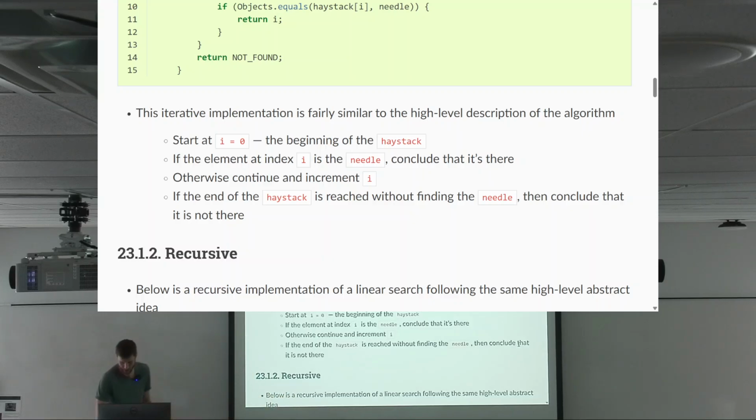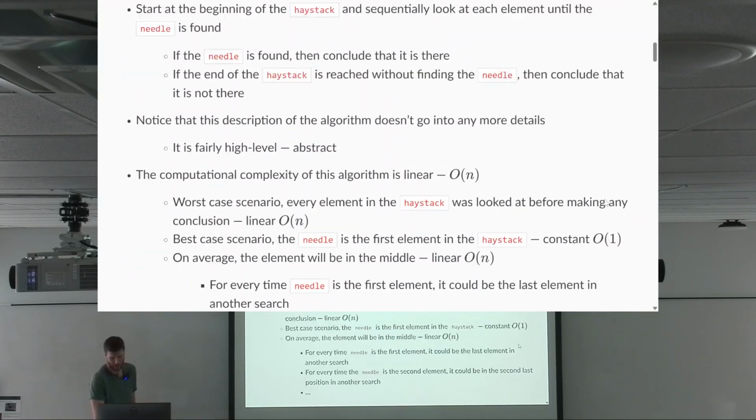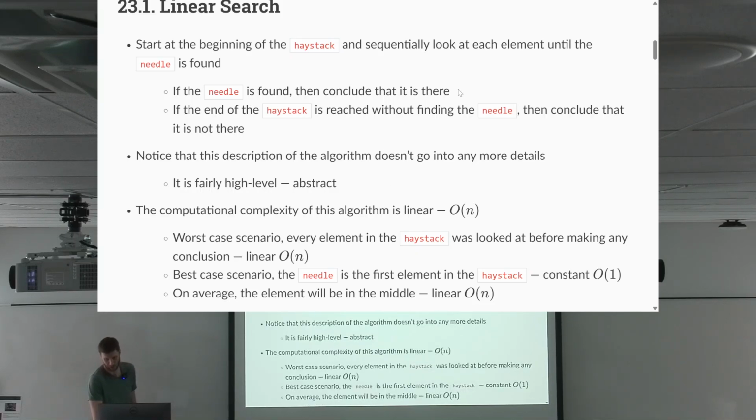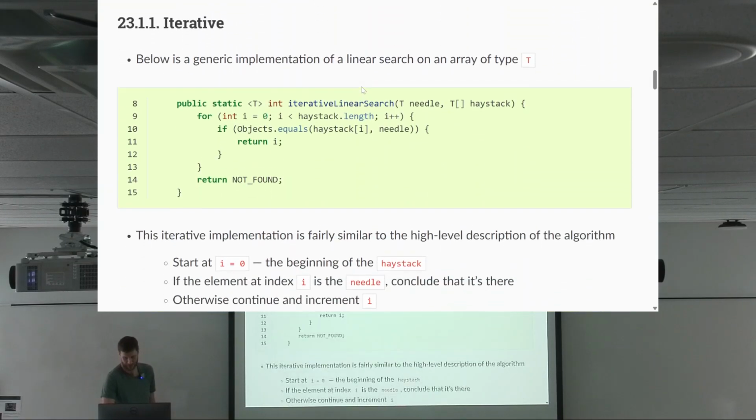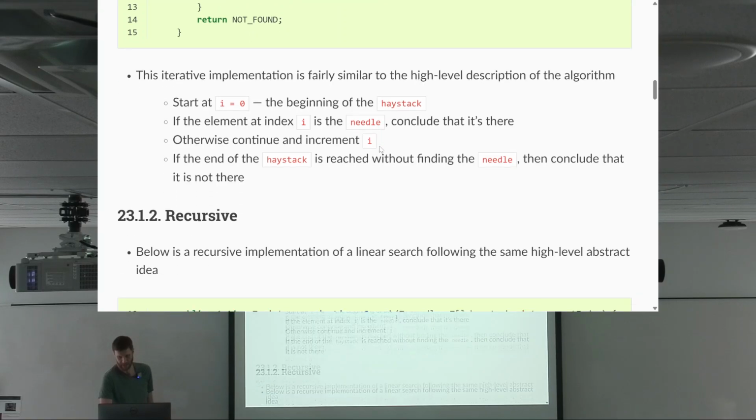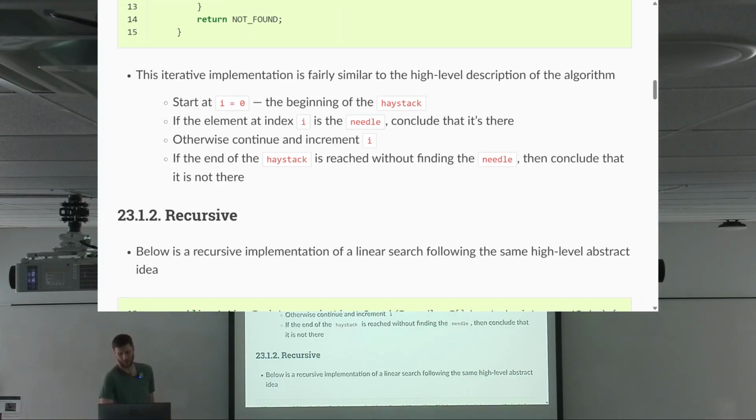So there's clearly a nice, clear relationship between this description and the code. We start at the beginning. If the needle's found, it's there. If it's not, keep looking. If we get to the end and we never find it, it's not there. That's what this is. Start at the beginning. If we find it, good. If we don't, keep looking. And if we get to the end, it's not there. That's the algorithm. We see?